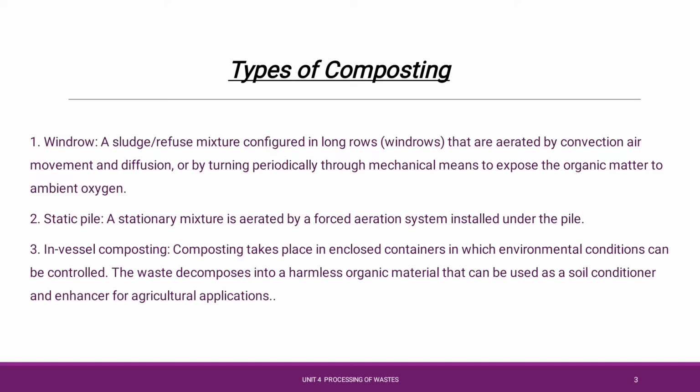Next is static pile. In the static pile method, continuous aeration is provided by means of a mechanical aerator. The pile has a network system of pipes connected to a blower so that air is supplied to the waste biomass continuously without any delay. The air can be supplied by positive as well as negative pressure. Forcing the air in generates a positive pressure system, while expelling the air from the organic waste is termed negative pressure.